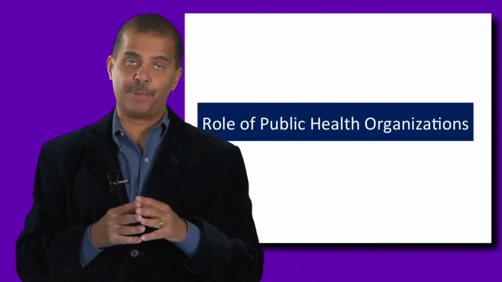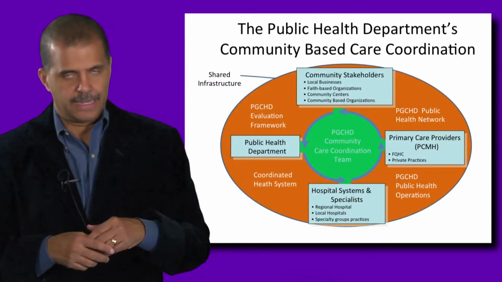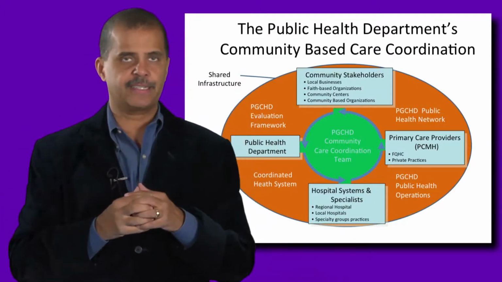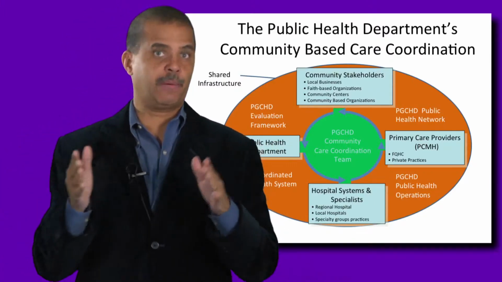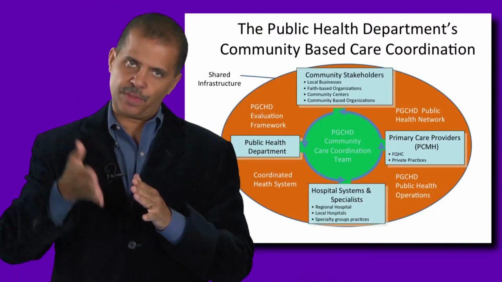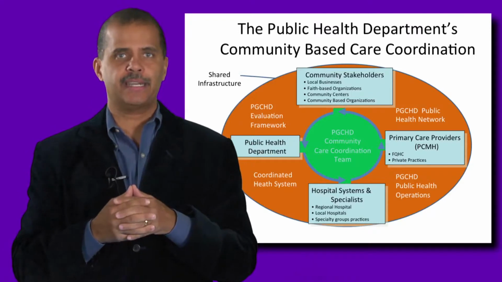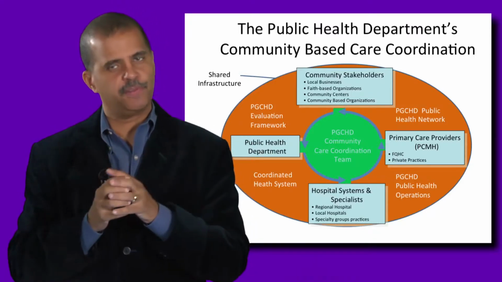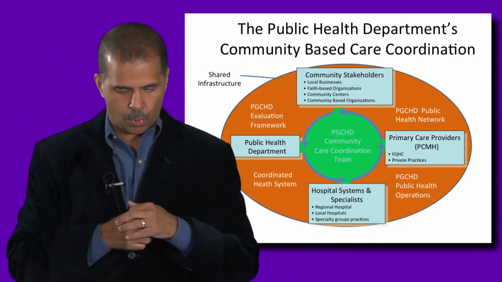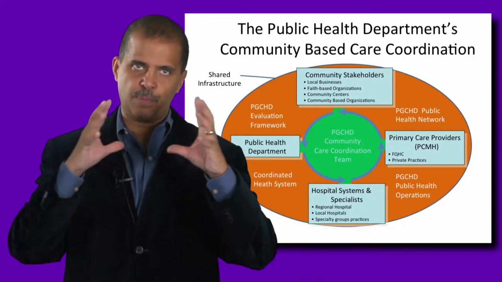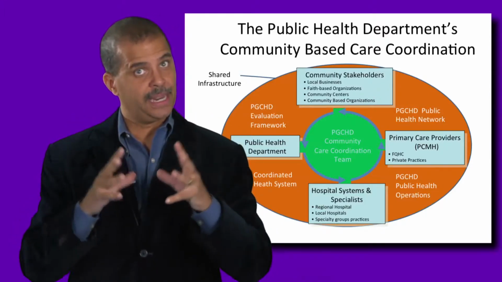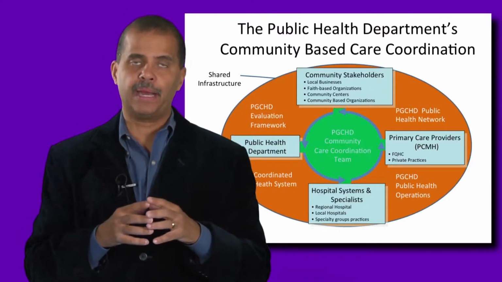Now let's look at the role of public health organizations. This just shows one example from one public health department in a suburb of Washington, D.C., Prince George's County. Now, some of you may be familiar with Prince George's County, some of you may not. It sits on the right outside of Washington, D.C. It has some pockets of affluence, but also some pockets of deeply entrenched poverty.